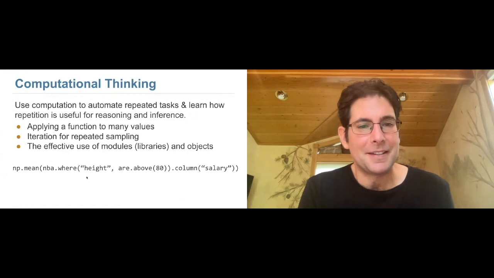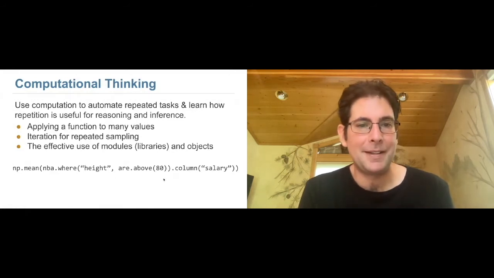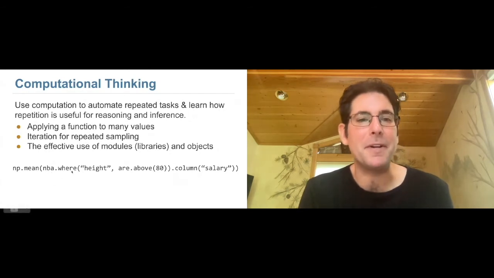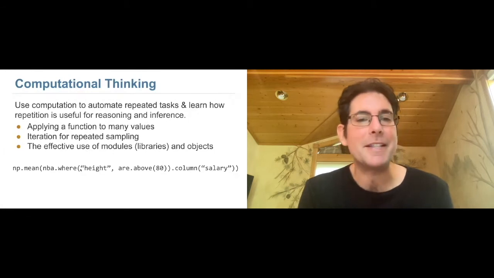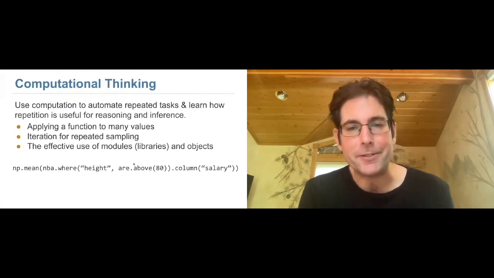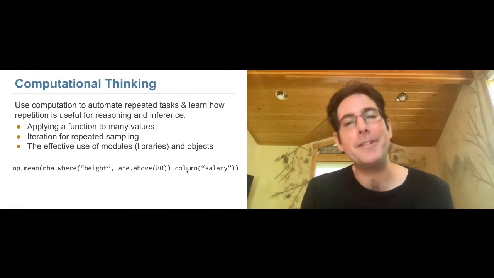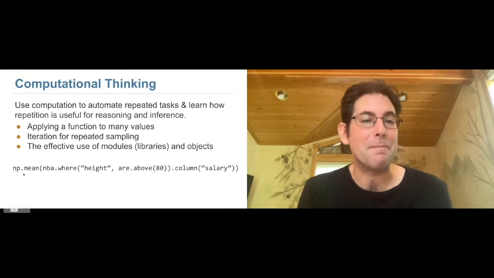What's the average salary of an NBA player who is more than 80 inches tall? And so they have to know that this is a table where you can filter its rows. Here's the way you do it: you pick which column you're filtering on and you construct a predicate. Now you have another table, which means you can get its column. Now you have something that you can compute the mean on.